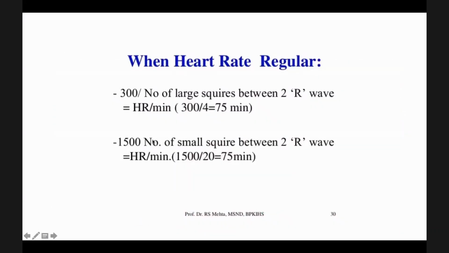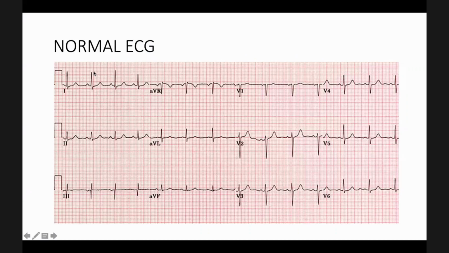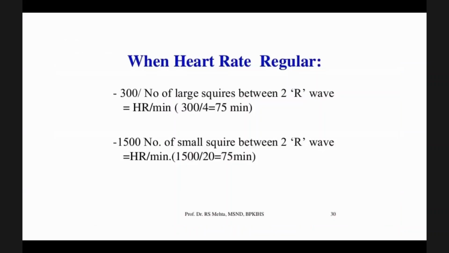So how do you calculate the heart rate? Of course you all know very well, because you have to count the number of large squares in between the RR. Usually you can see there are almost 1, 2, 3. So usually 300 is divided by the number of large squares, then you can get the heart rate when it is regular. When it is irregular, there's another mechanism, which I'm not going to discuss today. You all can read it.